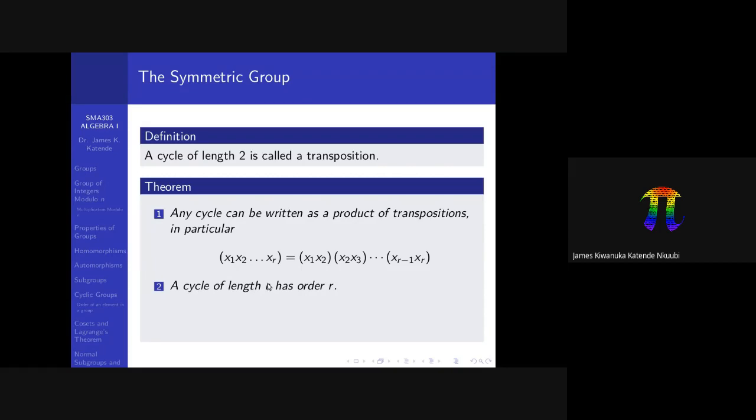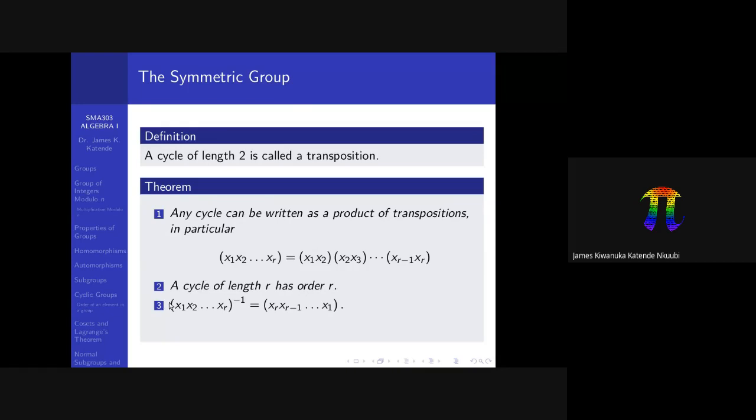So this second one says a cycle of length r has order r. Remember we talked about the order of an element in the group, and the order of an element is the smallest positive integer such that if you multiply that element by itself that number of times, you get the identity. So if you compose a cycle of length r with itself r times, you will get the identity. And r is the smallest number of times you can compose that cycle with itself to get the identity. So the order of a cycle of length r is r.